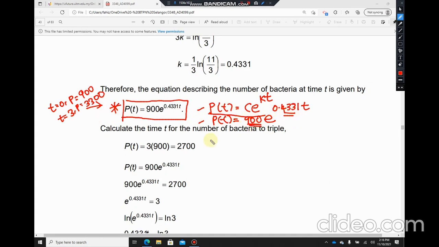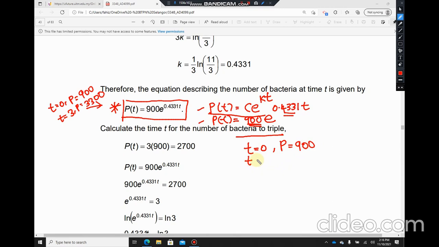Okay, so bila kita dah ada nilai C dengan k, so kita boleh jawab soalan yang dia nak. Okay, so dia nak tadi calculate the time t for the number of bacteria to triple. Okay, so tadi kan mula dia kata initial bila t sama dengan 0, population dia 900.